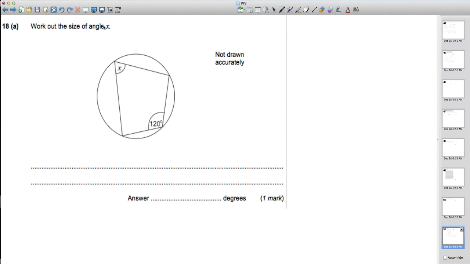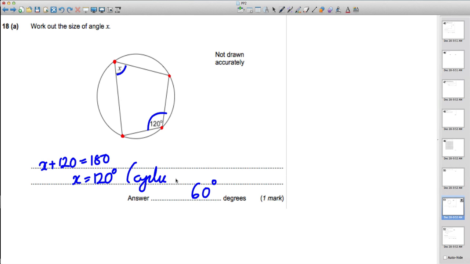Okay, some circle theorems. Work out the size of angle x. You should know your circle theorems. This is a cyclic quadrilateral. It's a four-sided shape whose corners are on the edge of a circle, and in that case, opposite angles add to 180. So x plus 120 must be 180. x therefore must be 180 take away 120, which is equal to 60 degrees. And state the rule is to do with cyclic quadrilaterals, quads.